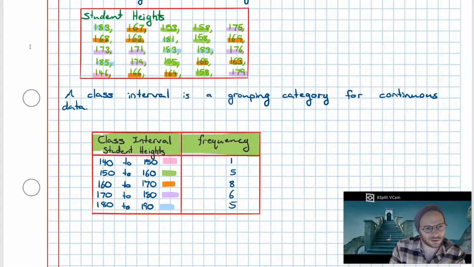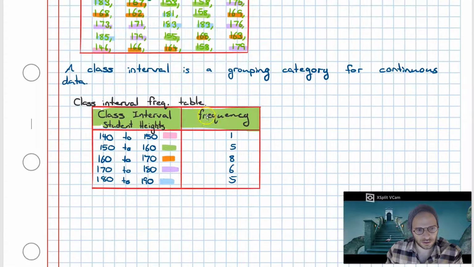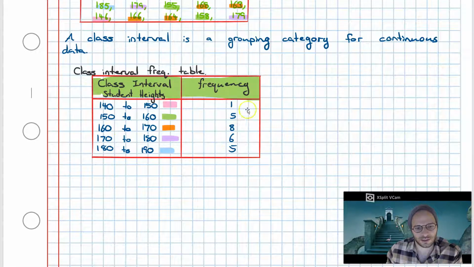So what we've been able to do is construct a class interval table. Now using this information that we've collated in the table, we're going to be able to construct a histogram. The way we do this is on our vertical axis, we write down the frequency, so the amount of times we saw data points within these class intervals. And then on the horizontal axis, we write in our class intervals.